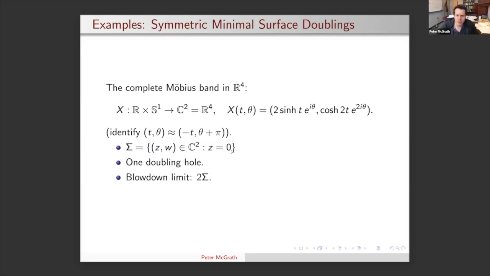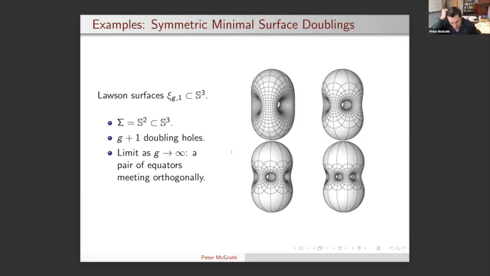So now I'd like to transition to some newer examples of doublings in the round three-sphere. This family of Lawson surfaces, the ξ_{g,1} surfaces that Lawson constructed in 1970, can be considered doublings of an equatorial two-sphere in S3. Here g in Lawson's notation on this slide is representing the genus. And these can be considered doublings with g+1 doubling holes.